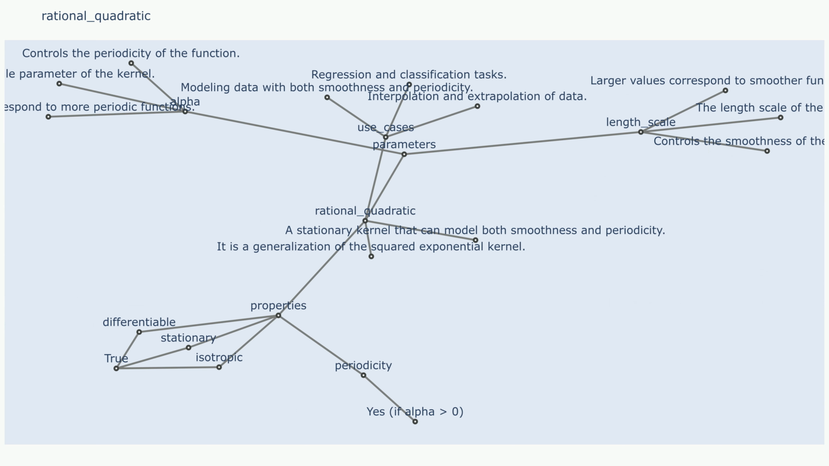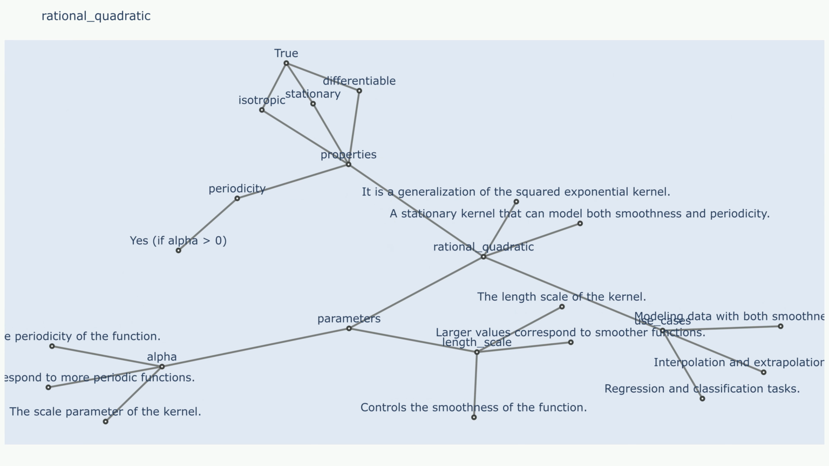kernel.type specifies the type of kernel to be used. In this case, rational quadratic. kernel.length_scale sets the initial value for the length scale parameter. kernel.alpha sets the initial value for the alpha parameter. kernel.length_scale_bounds defines the range within which the optimization algorithm can search for the optimal length scale. kernel.alpha_bounds defines the range for optimizing the alpha parameter.